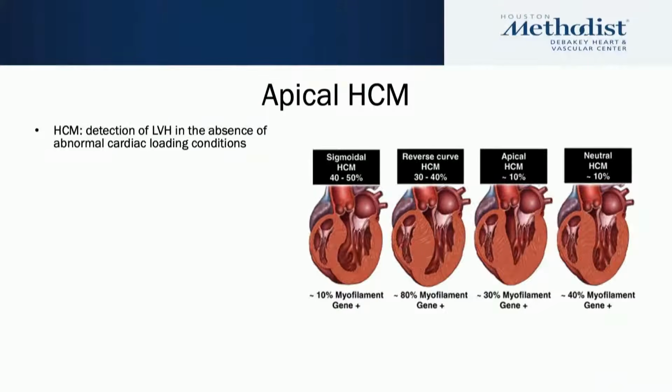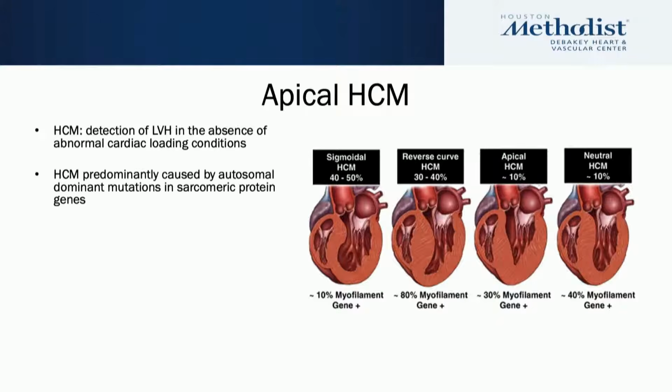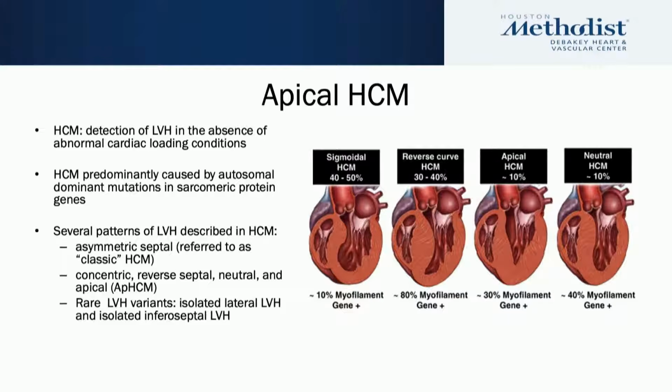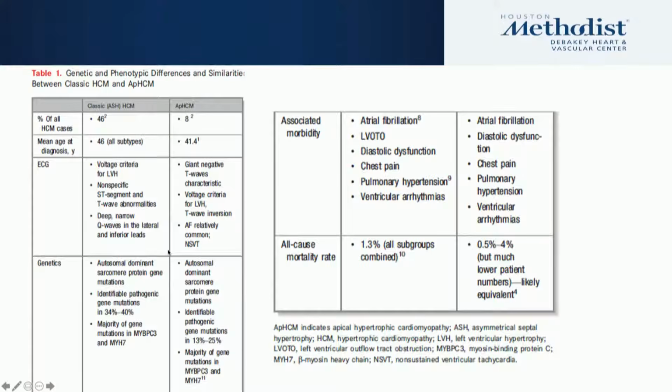Apical HOCM is a heterogeneous group of muscle disease where we detect left ventricular hypertrophy in the absence of abnormal cardiac loading conditions. It's due to an autosomal dominant mutation, and there are several variants that are described, with the picture being here: the sigmoidal, the reverse curve, the apical, and the neutral, with the asymmetrical being referred to as the classic HOCM. So this is a summary of basically the differences between classic HOCM and apical HOCM. I would like you to concentrate on this at this point.